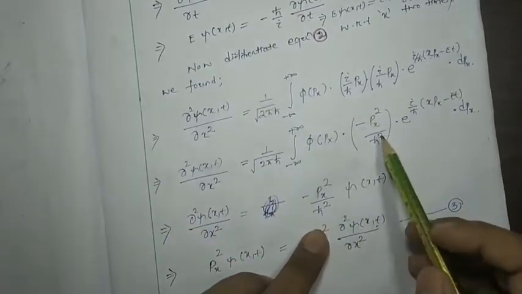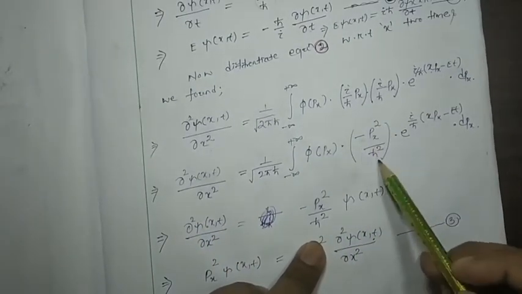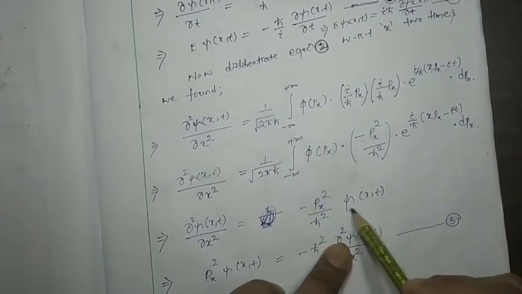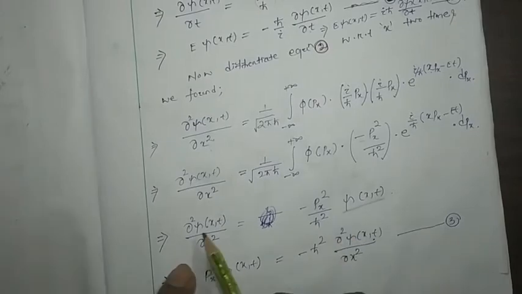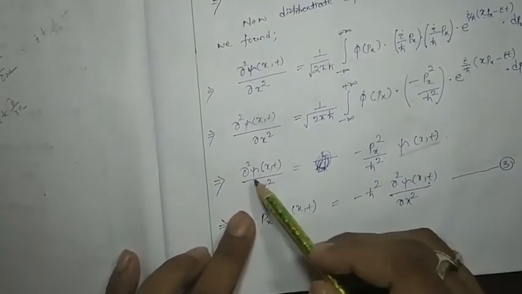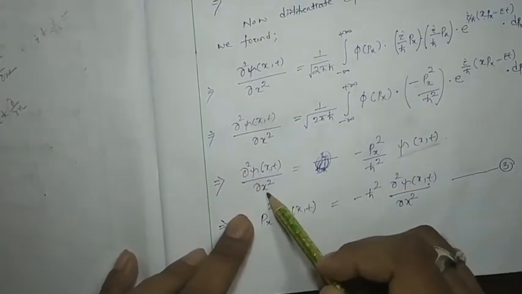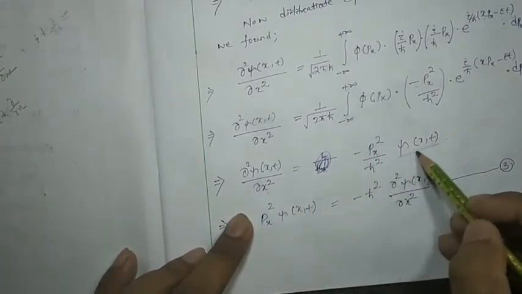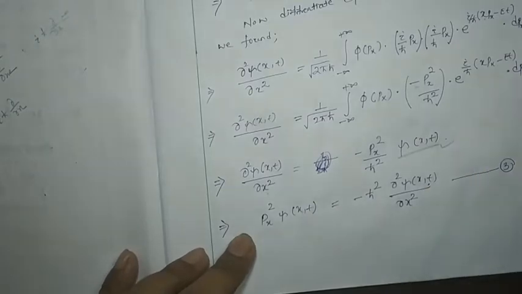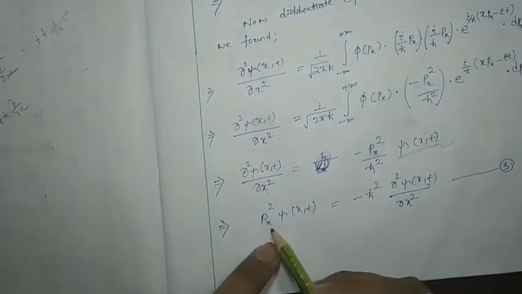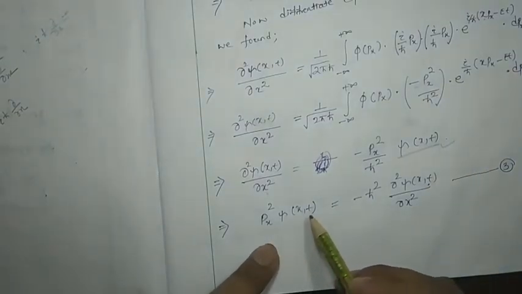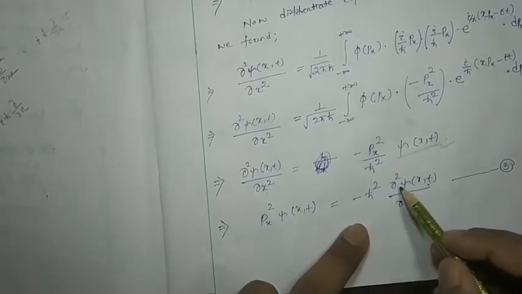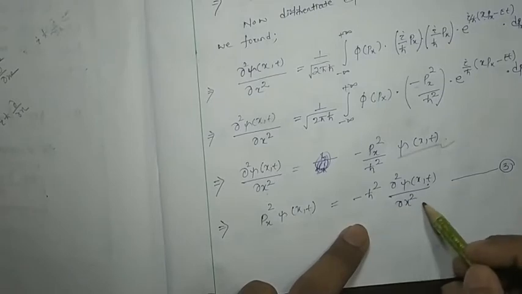If we take this minus p_x square by h cross square outside of this integration, then the rest of the expression will be nothing but psi(x,t). So what we got is that del square psi(x,t) by del x square will be equal to minus p_x square by h cross square psi(x,t). So that implies p_x square psi(x,t) is equal to minus h cross square del square psi(x,t) by del x square.